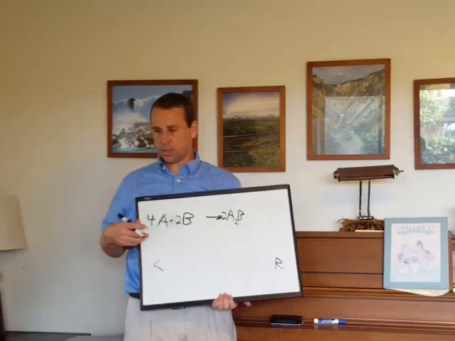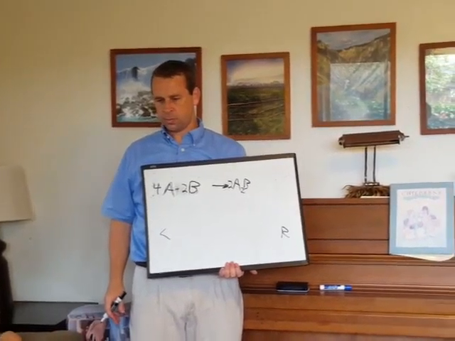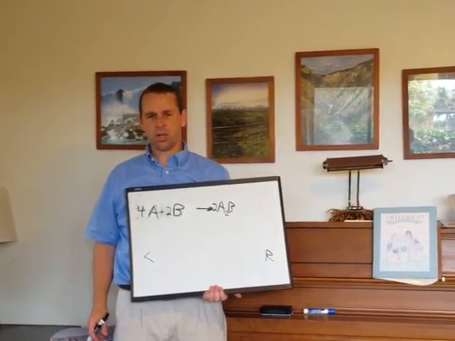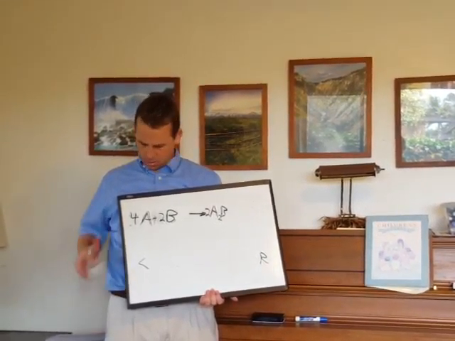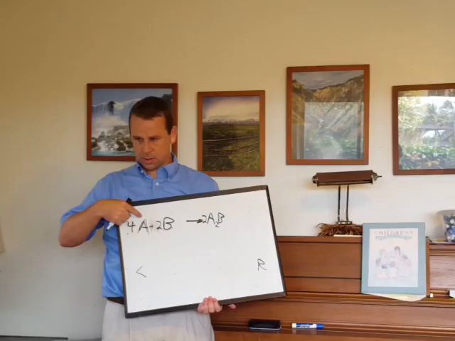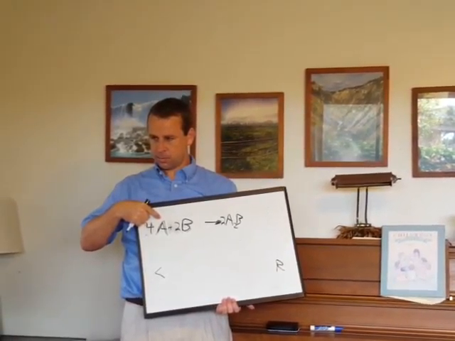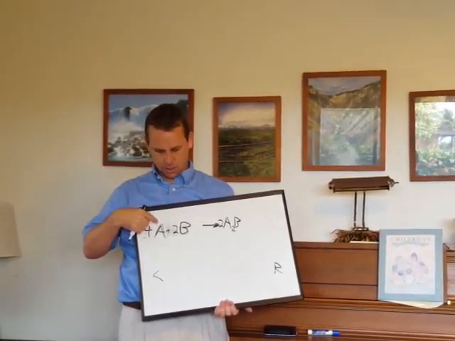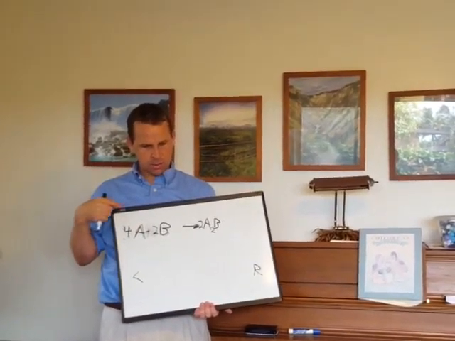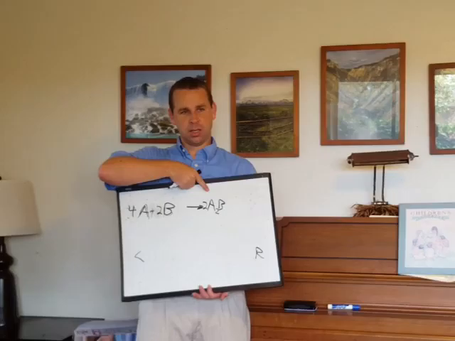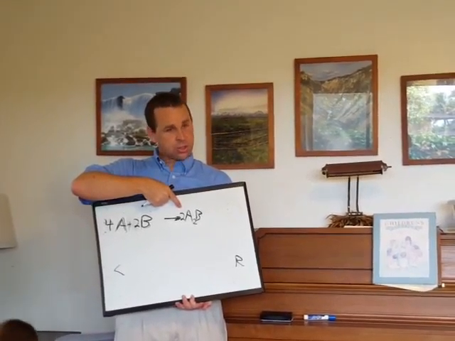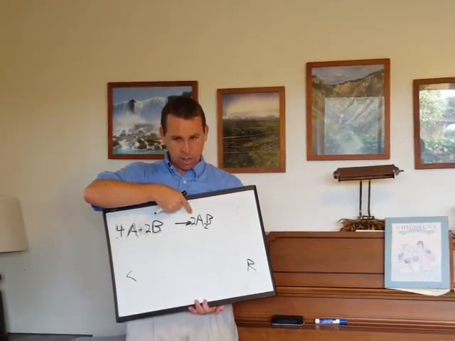How many A's are on the left side altogether? 2 ABs. How many A's are on the left side altogether? 4. Can everybody see that? 4 A's. I have 4 A's there. How many B's on the left side altogether? 2 B's. Now, how many A's do I have on the right side altogether? 4. There's 2, but there's 2 of what?